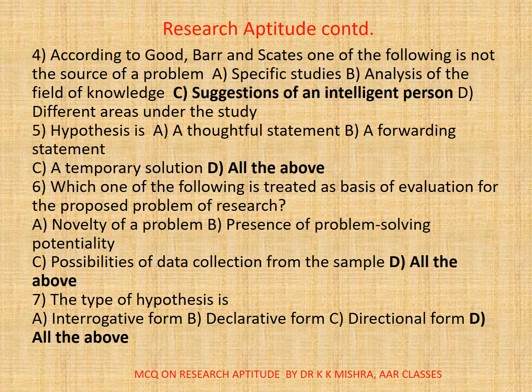A. Ability of a problem. B. Presence of problem solving potentiality. C. Possibilities of data collection from the sample. D. All. Here correct option is D. All. 7. The type of hypothesis is A. Interrogative form. B. Declarative form. C. Directional. Or D. All. Here correct option is D. All.